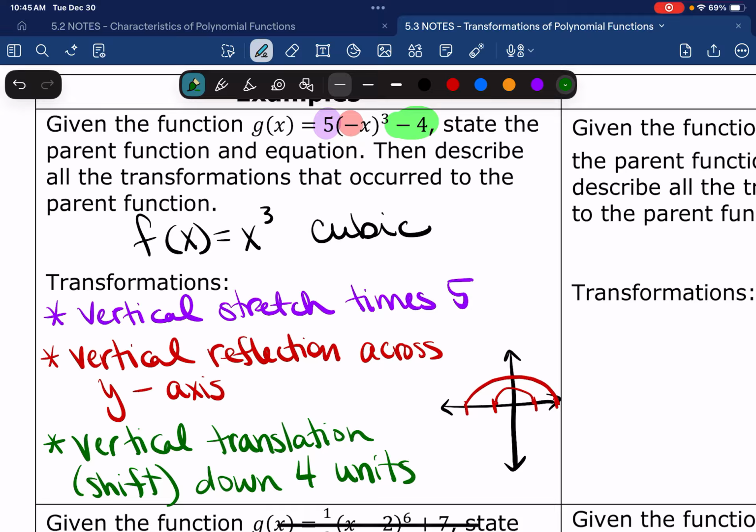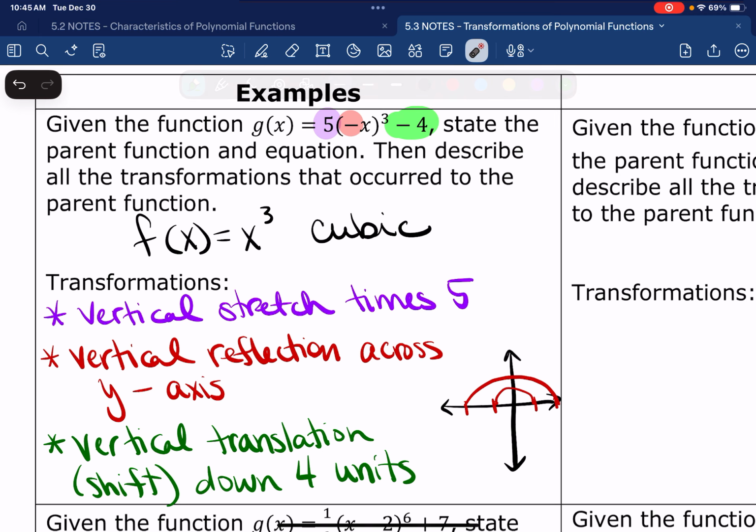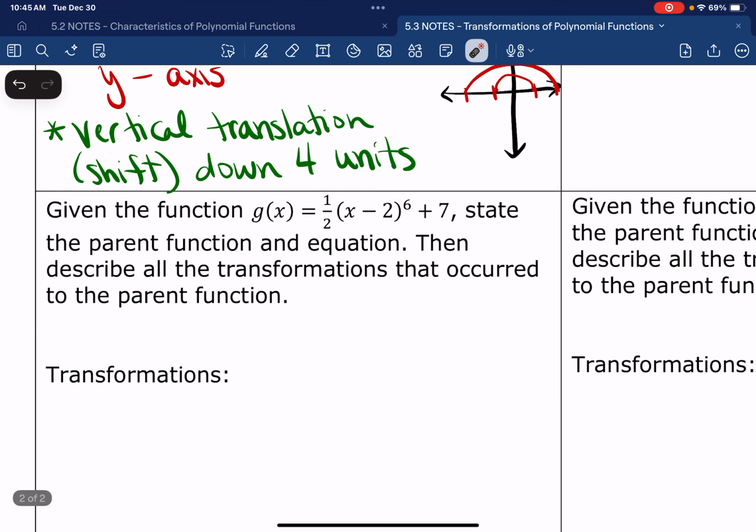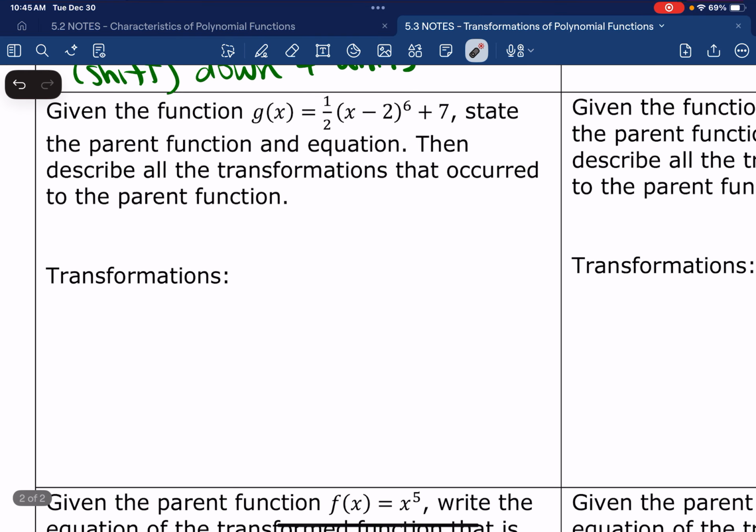Okay, so anytime you're multiplying, it's either going to be a stretch or compression. Anytime you're multiplying by a negative, it's a reflection. And anytime you add or subtract, it's a translation. And like I said, that table on the front of your note sheet also shows all of those things.